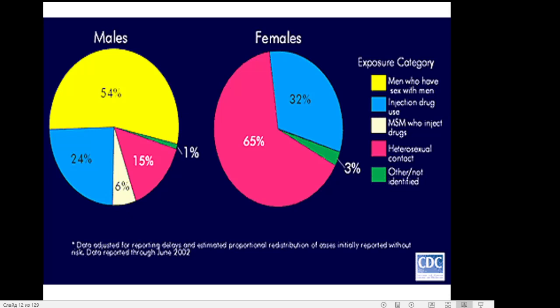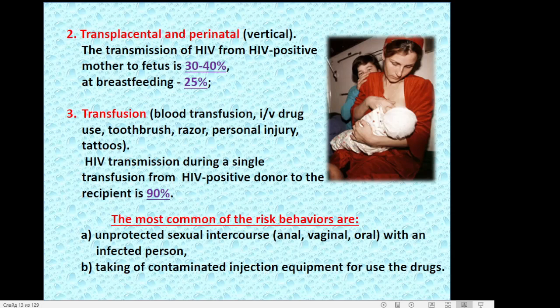In the structure of the male population, more often infected, a little more infected, is the rate of male homosexuals. Their relative chances are higher than in usual heterosexual contact, but in absolute counting, for today, the leader is usual heterosexual contact.